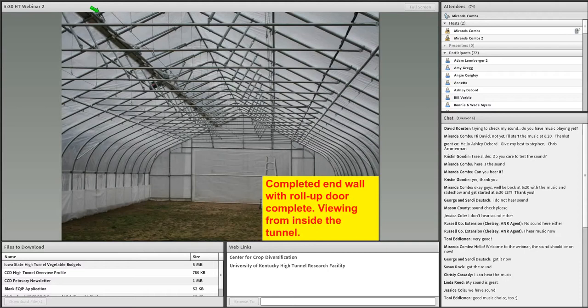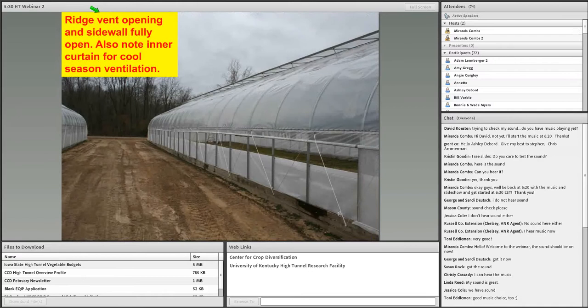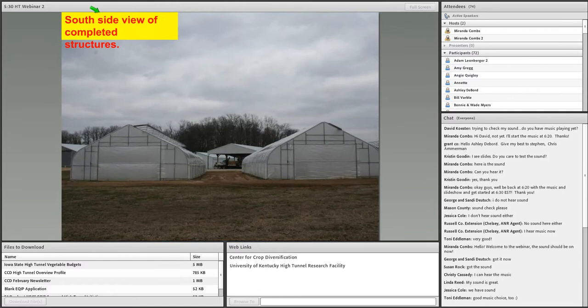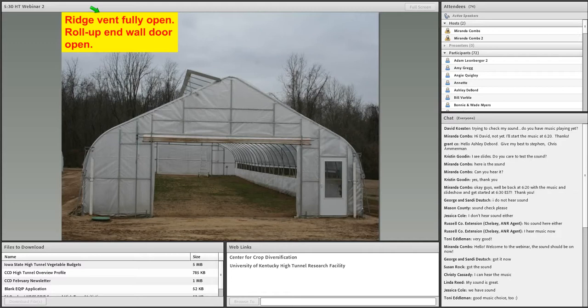And now basically you can see a completed end wall roll up with the roll up door complete, viewing from the inside. And you can also see the raised side walls that are interior. As far as what you're seeing in this image here, you're looking at the top, you're seeing the ridge vent opening. It's only partially open on the right, but you've got the sidewall fully open, just showing you the curtain that we had from one of the previous slides. This is just showing you the south side of the structures with the fully opening ridge vent on the structure on the left, and just showing you from a different perspective with the end wall door.